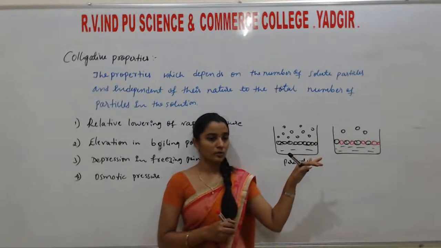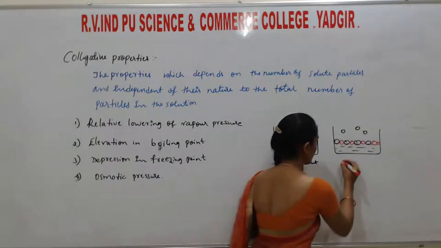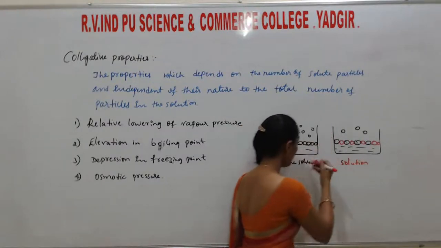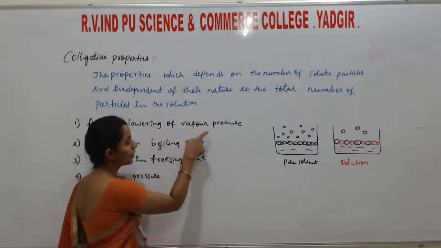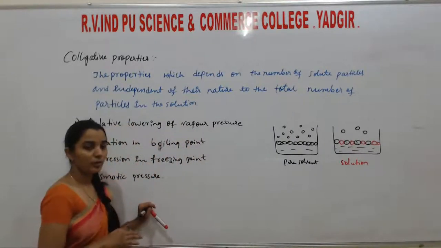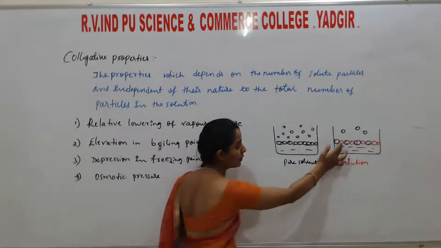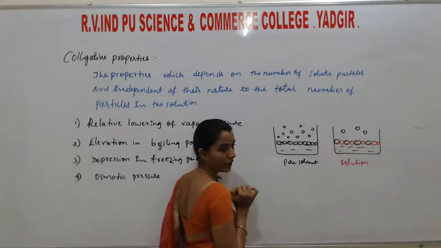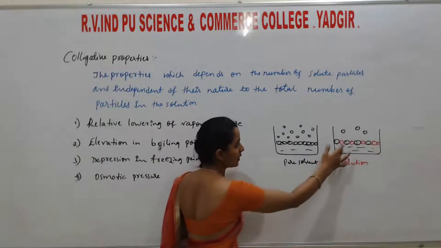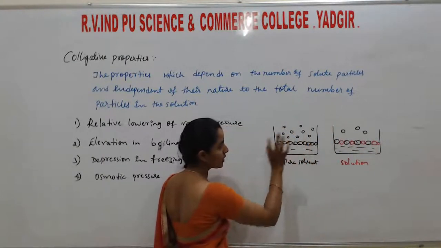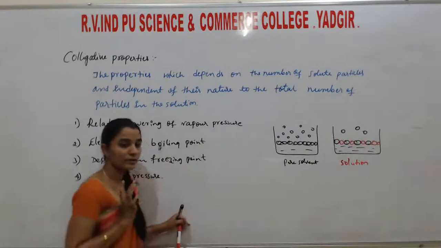So in this type, what happens, students? This type of comparison, pure solvent with the solution. Here pressure is more, here pressure is less. So the relative lowering of the vapor pressure is one type of this property. This does not depend upon the volatile nature of the solute. It is because of the quantity of the solute particles. For example, here 0 solute particles are there. Here 1, 2, 3, 4, 5 are there. If 5 are there, vapor pressure decreases. If 0 is there, then vapor pressure increases. That depends upon what? The number of solute particles, not the nature of solute particles.